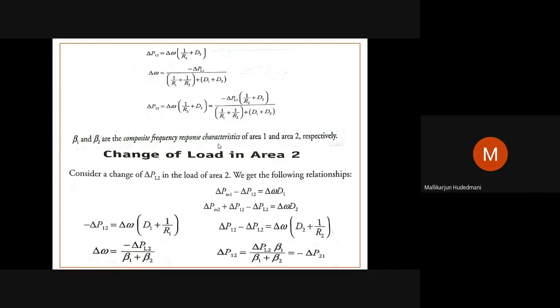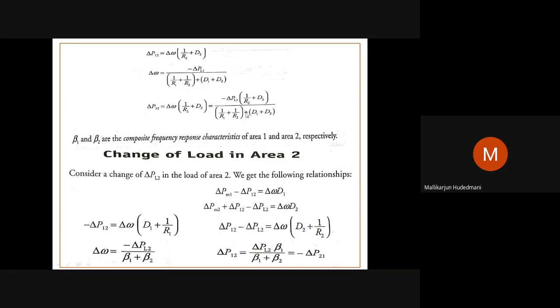When the change in load in area 2 is experienced, similar work with the opposite domain was worked out, and we could see the change in frequency deviation delta omega, similar to what we got in the first case study: minus delta PL2, the change in area 2 load, divided by 1 by R1 plus D1, 1 by R2 plus D2, that we called the area frequency composite response. That's what we have mentioned here.